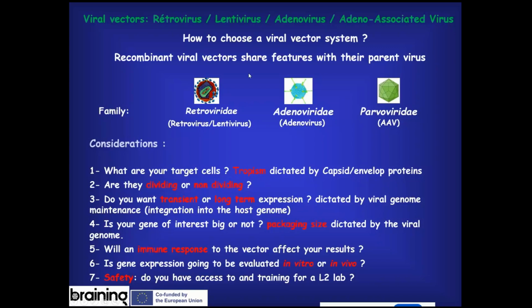Also, however, the sizes of these three are not the same. AAV are very small, so you also need to see how big your gene is. Then the immune response, because these two are very immunogenic. This one is less immunogenic. Whether the gene expression will be evaluated in vitro or in vivo, and also the safety, because for these viruses you need access to a containment 2 lab. For this one, containment 1 is sufficient.